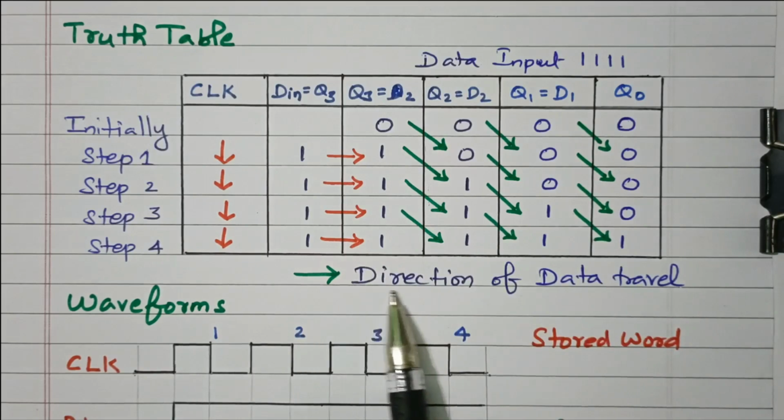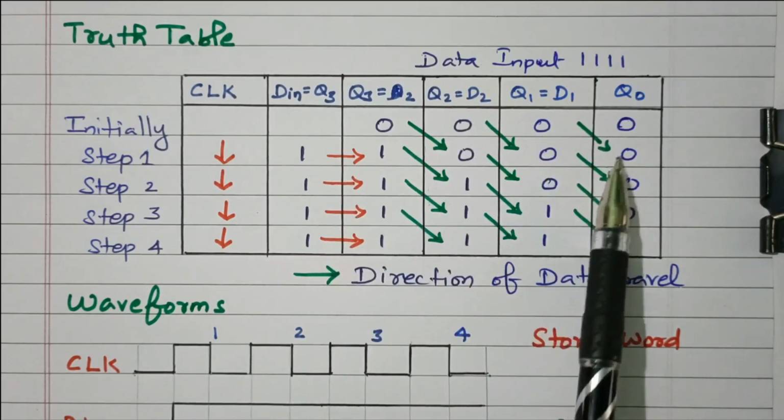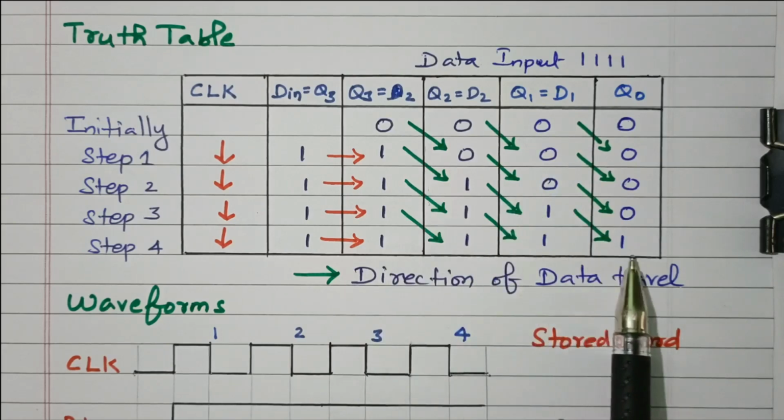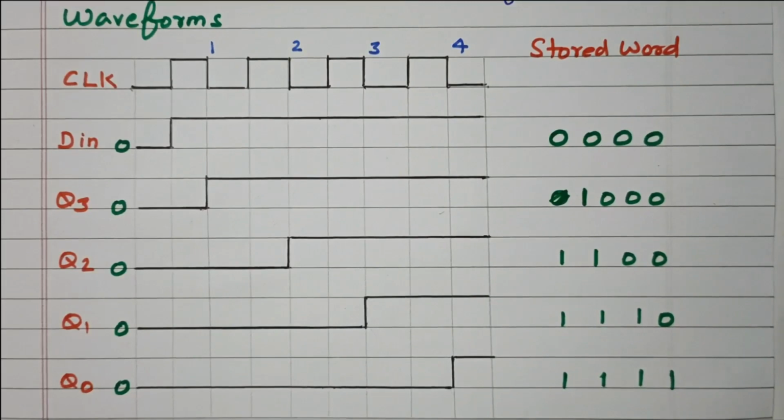So this is the direction of data travel. While applying 1, the data are moved to the next position. So finally we got the required output. Now we'll see the waveform, how the clock pulses are applied, and how the data are moved.